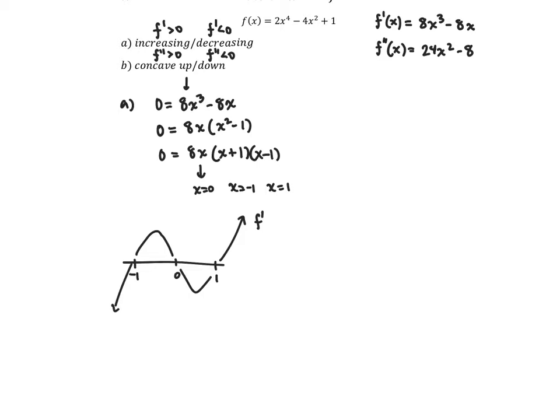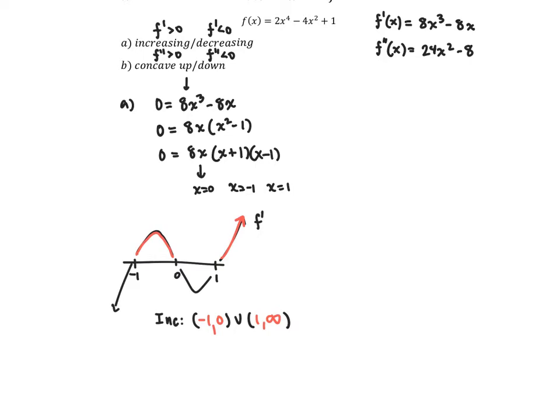So I should be able to say that f is increasing on the following interval where the derivative is positive, right? Where f prime is positive. So here's where f prime is positive. Okay, so I would go from negative 1 to 0, unioned with 1 to infinity.